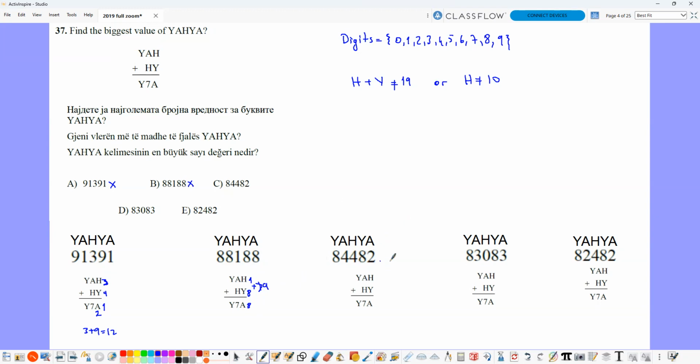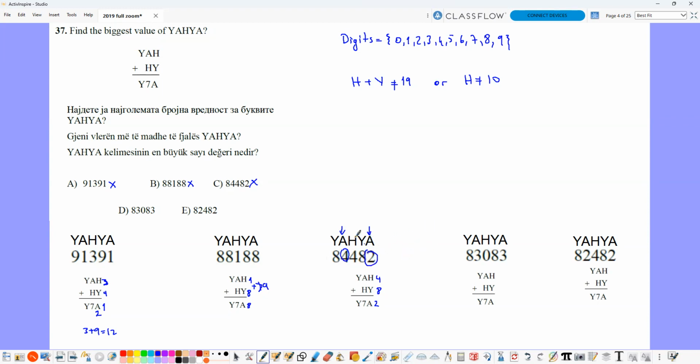And the third one. Here h is equal to 4 and y is equal to 8 and a is equal to 2, which is possible. Till this part, everything is okay because 4 plus 8 is going to be equal to 12. So here we are going to write 2. Also, a is equal to 2. But there is one more problem here, because a here says 4 and here it says 2. So which is not possible.